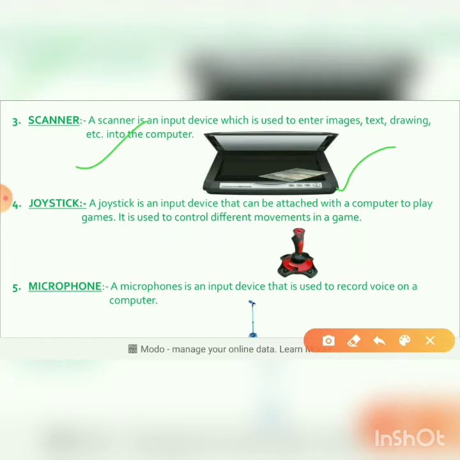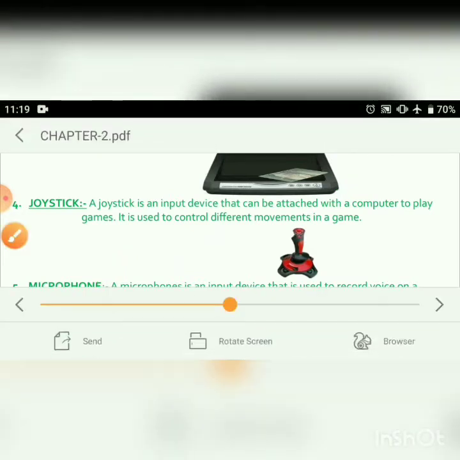Next input device is joystick. A joystick is an input device that can be attached to a computer to play games. Means if you want to play games on a computer, you can use a joystick. It is used to control different movements in a game. The next input device is microphone. A microphone is an input device that is used to record voice on a computer. Suppose you want to record your voice, so you can use a microphone.